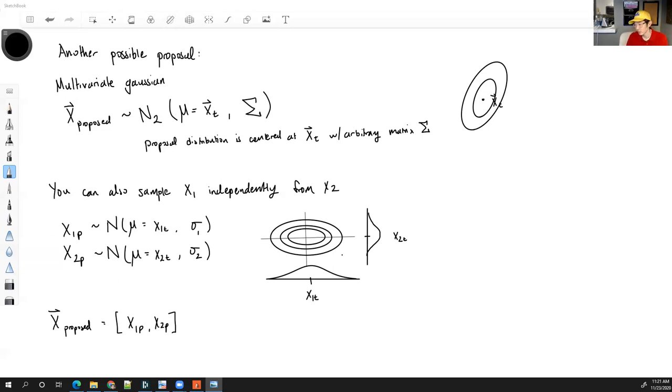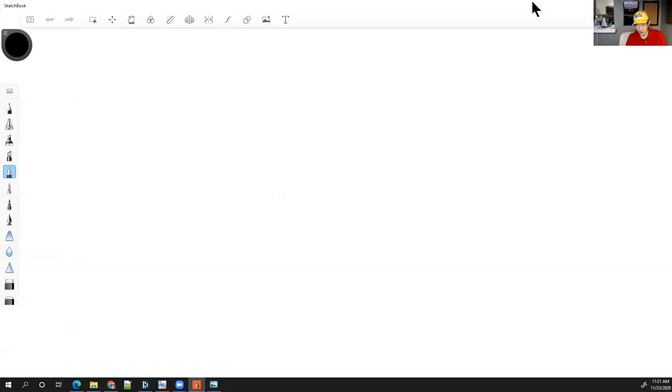And especially if you're using something where you have a symmetric proposal distribution, then you can just use the Metropolis algorithm. You don't even have to worry about the difference between proposing in higher dimensions, I mean, having a non-symmetric proposal distribution. Okay, but we run into issues when sampling in high dimensions.